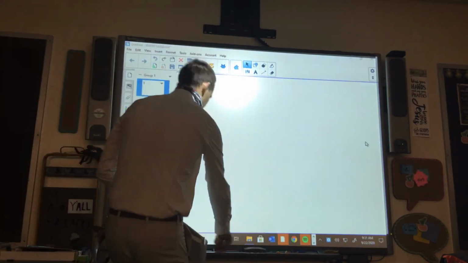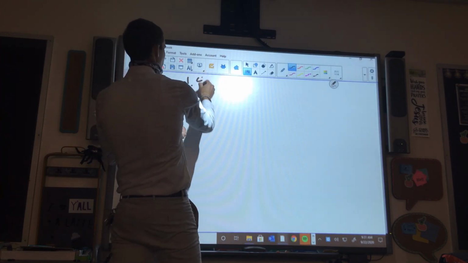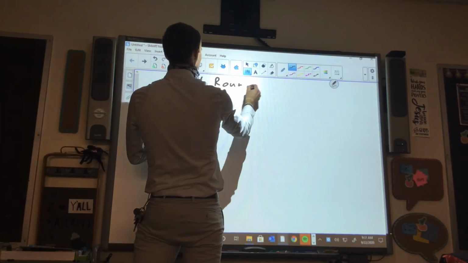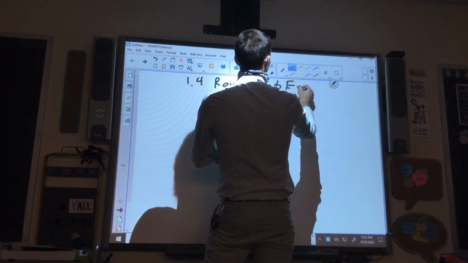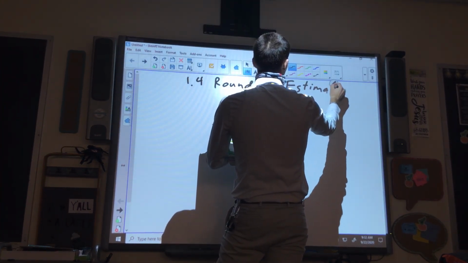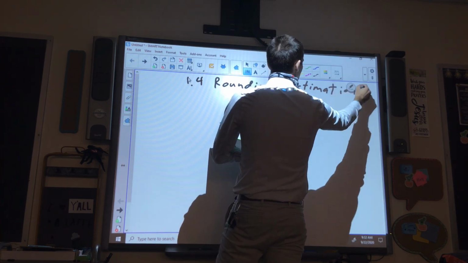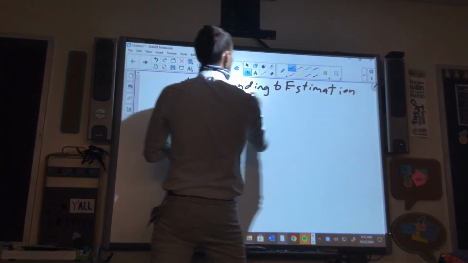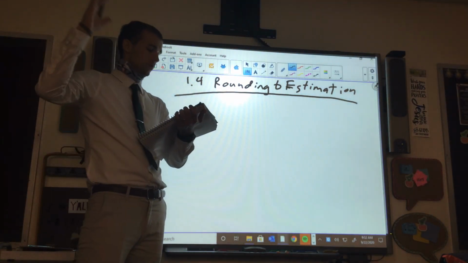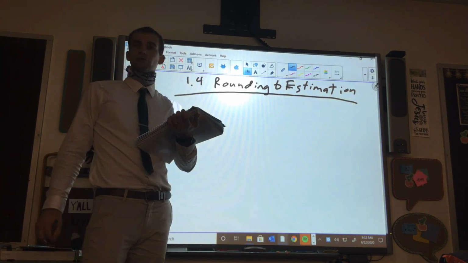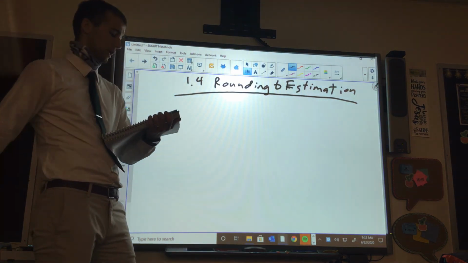Alright, so we are on page 25, section 1.4, rounding and estimation. Rounding and estimation. What we're looking at here is numbers to the nearest thousandth, and then saying, hey, how are we going to actually round them?